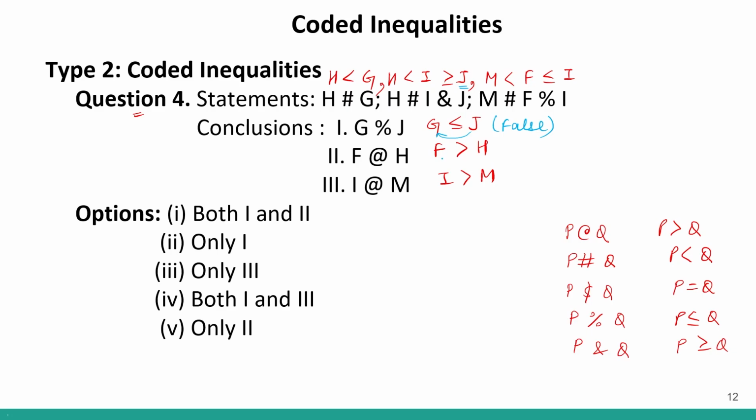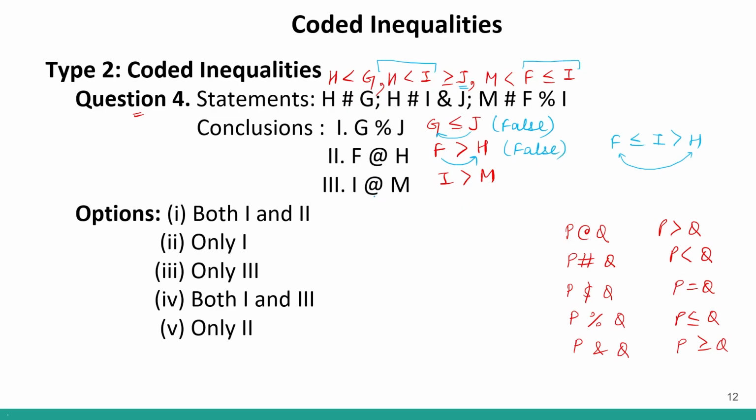Correct? Now, F is greater than H. That means we will move from F to H. If I look at F, I can see this information and I can see this information. If I combine the information, we will get F is basically less than or equal to I and I is greater than H. Correct? Again, a relationship cannot be established between F and H. That means it is false.